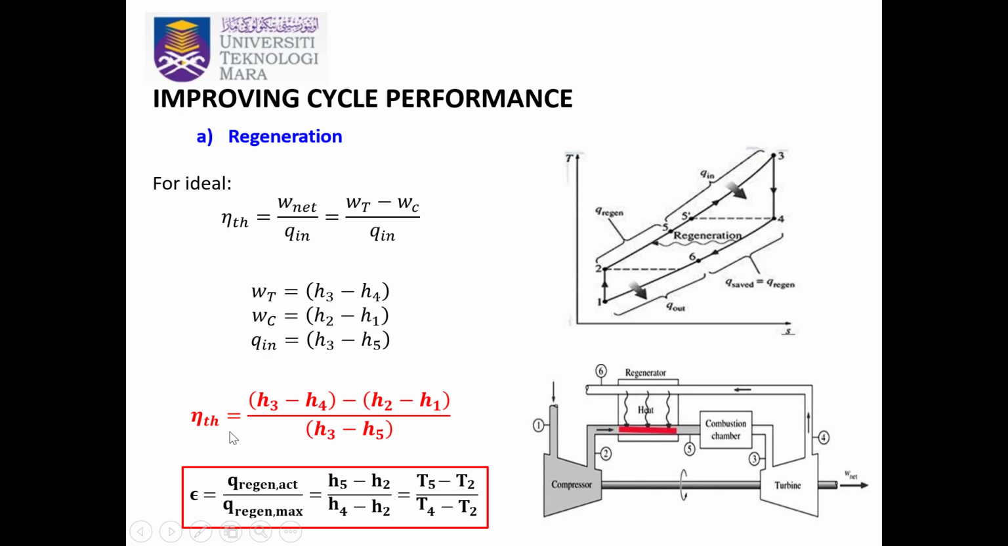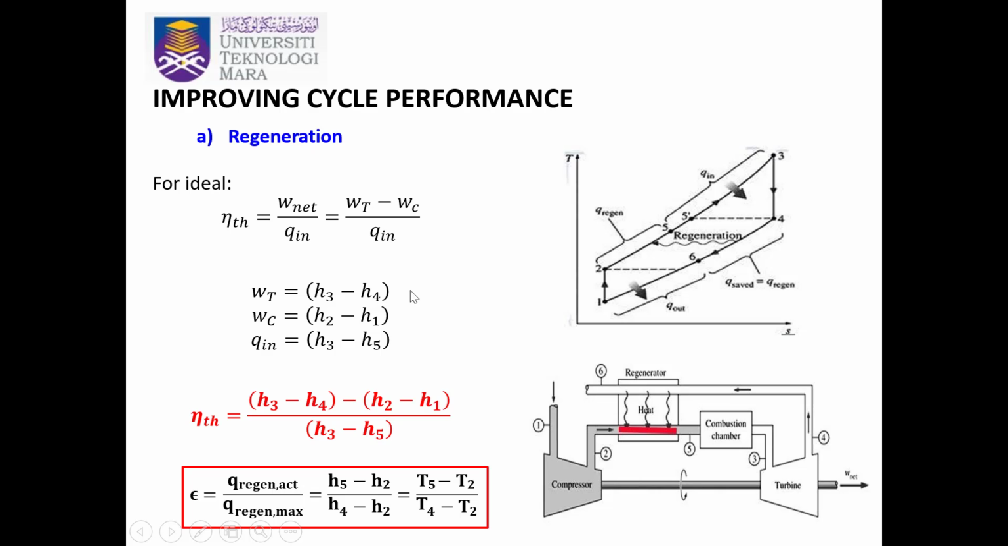Okay, the NTH equal to H3 minus H4 minus H2 minus H1 over H3 minus H5. Okay, akan dapat yang ni. So for generation akan dapat yang ni. Dia punya cycle dia macam ni lah. Dia akan tambah 1 kat sini, 0.5 kat sini akan tambah 0.5. Okay, 0.5 prime ni dia punya maximum temperature dia boleh reach.